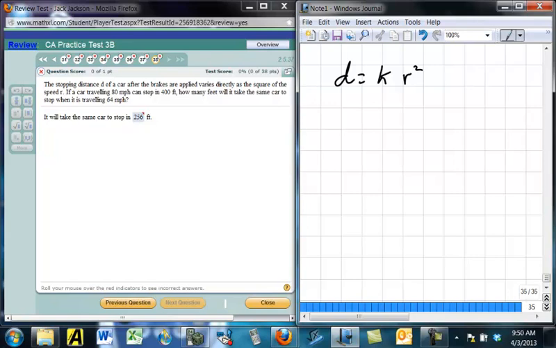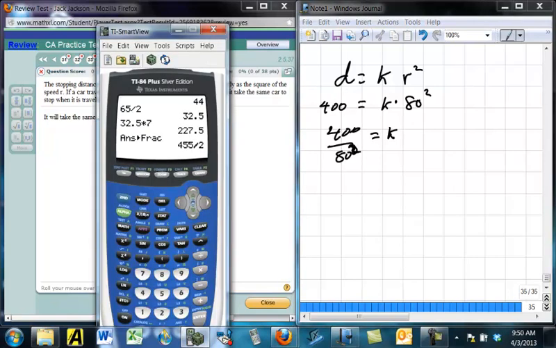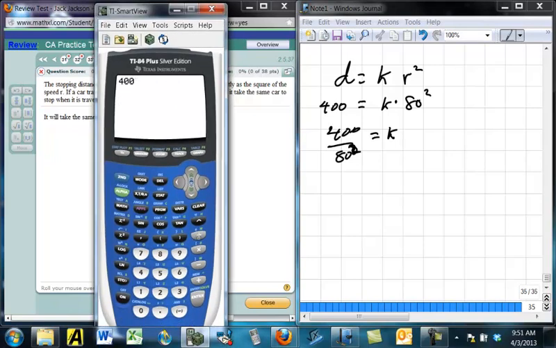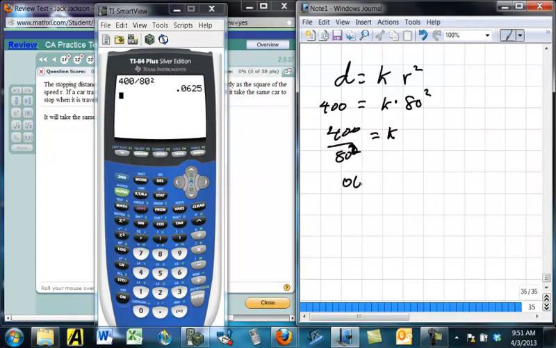The car is traveling at 80 miles per hour. That's here, 80. And then that is a distance of 400 feet. So k is 400 over 80 squared. Let's just go ahead and do that on the calculator. 400 divided by 80 squared. 0.0625 is k. So the distance is 0.0625 r squared. I might want to store that as k, perhaps, but there it is.